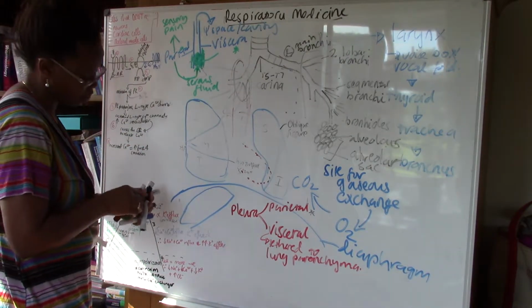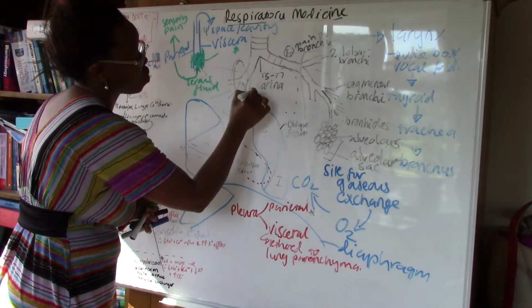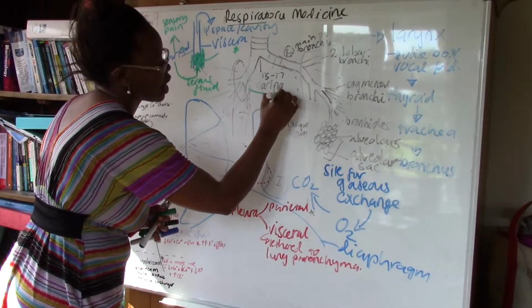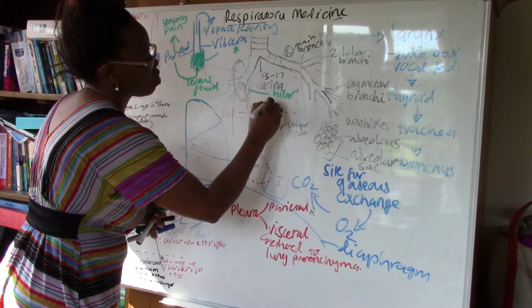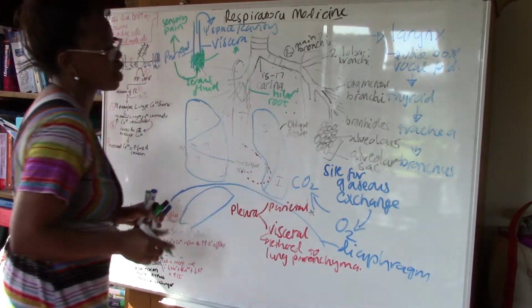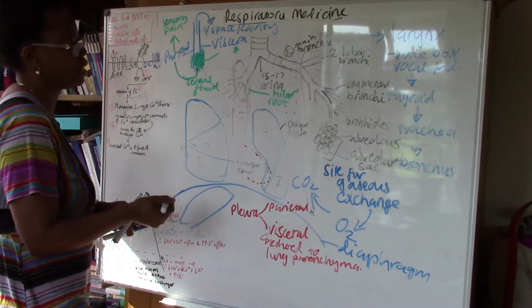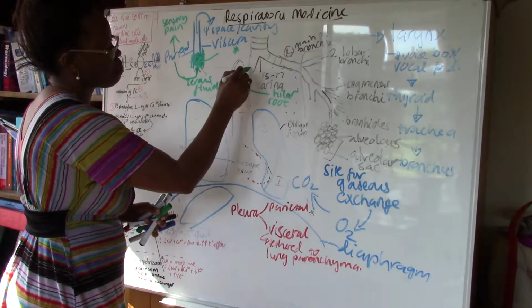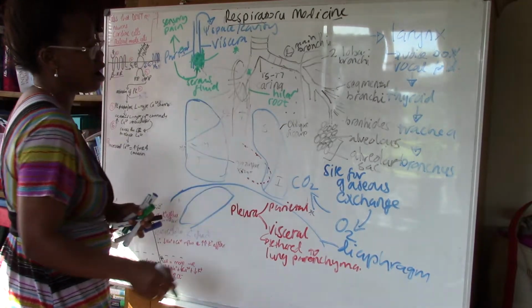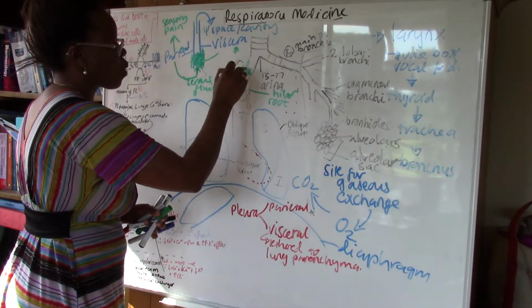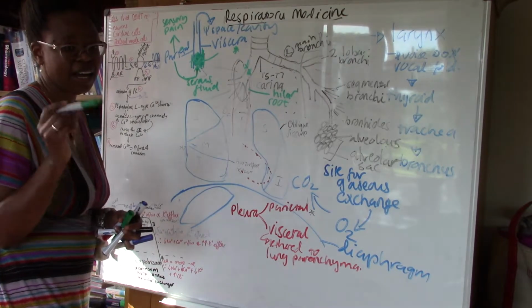And the hilar of the lung is also called the root of the lung. So this is the hilar. It houses the root of the lung, and by root we mean it is the area where the bronchi enter the lung. It's also the area where the vessels enter and leave the lung.